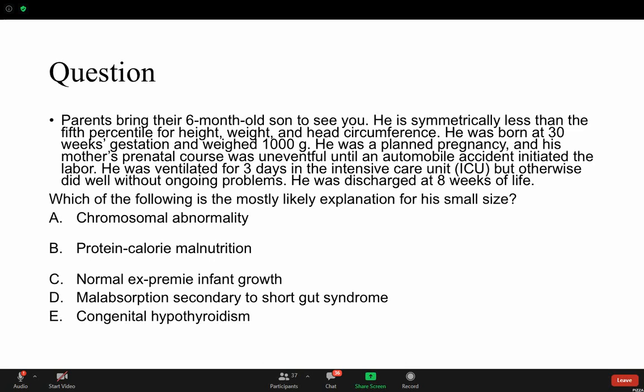Let's take some questions. Parents bring their 6-month-old son to see you. He is symmetrically less than the 5th percentile for height, weight, and head circumference. He was born at 30 weeks gestation and weighed 1,000 kilograms. It was a planned pregnancy and his mother's prenatal course was uneventful until an automobile accident initiated the labor. He was ventilated for 3 days in the intensive care unit, but otherwise did well without ongoing problems. He was discharged at 8 weeks of life. Which of the following is the most likely explanation for his small size?